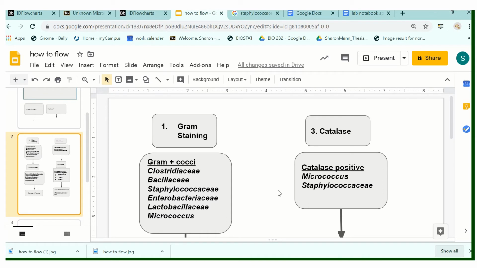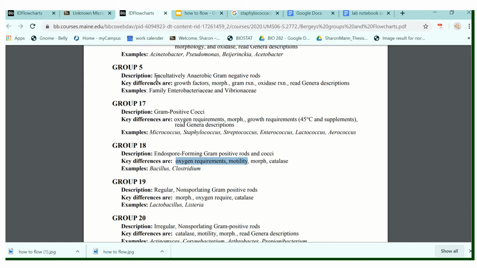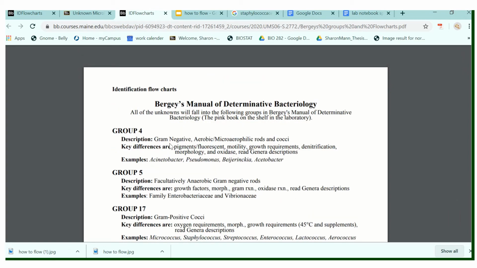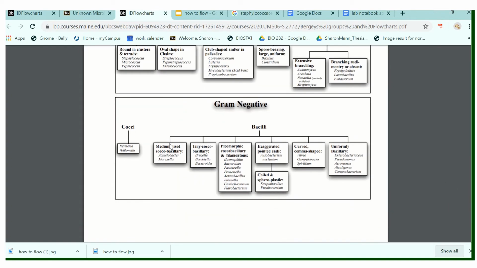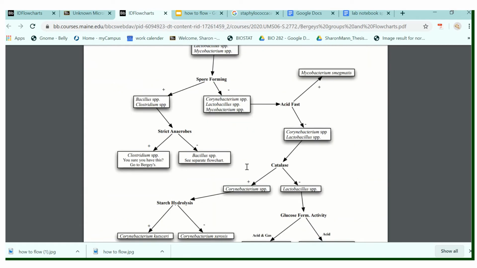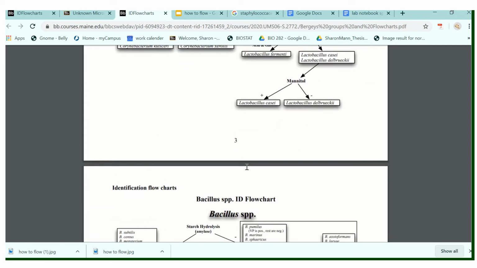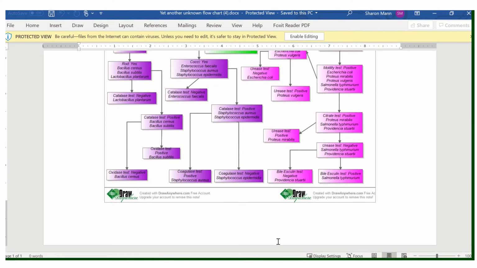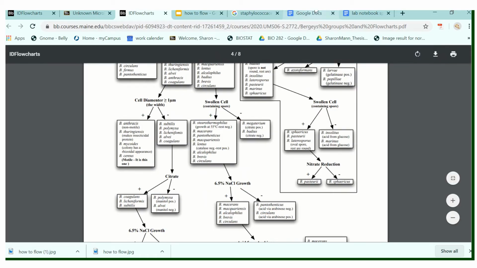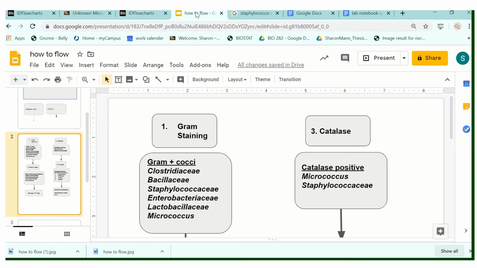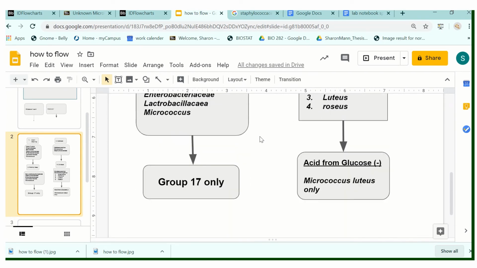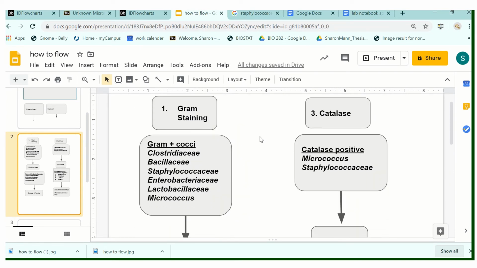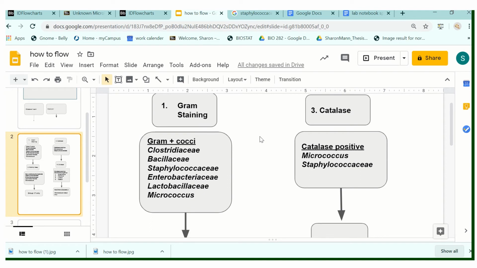So the most helpful one that I thought from there was catalase, and I found that mine was catalase positive. Unfortunately, this stuff isn't listed here anymore on your Bergey's manual printout. However, you might be able to get some of that information from the flowcharts, either this flowchart and also an extra flowchart here. And then we also just have the option to Google. So I Googled the families all listed in group 17, and I found that only Micrococcus and Staphylococcus were catalase positive.